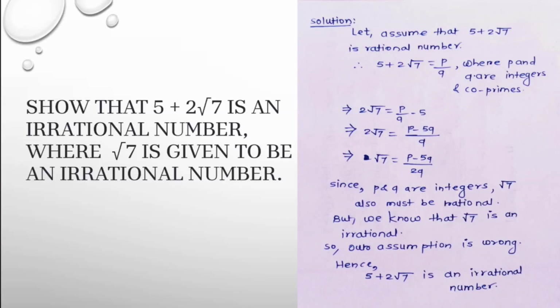Now we are going to see one question which is very important regarding the board examination of the 10th class CBSE or any other state board examination of the 10th class. This is one question related to real numbers. Show that 5 plus 2 root 7 is an irrational number.